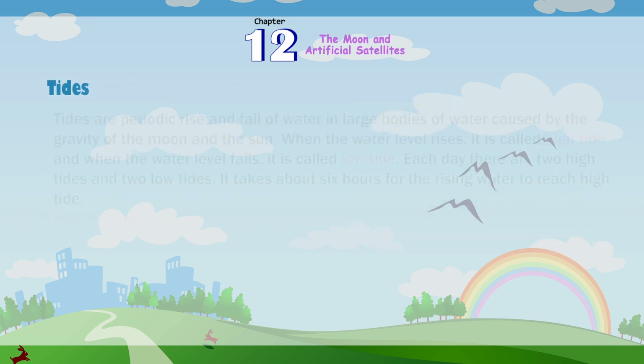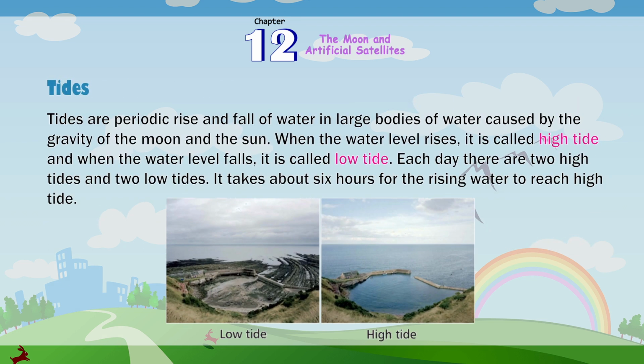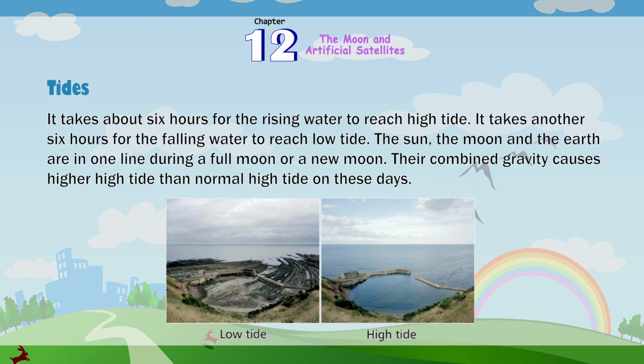Tides. Tides are periodic rise and fall of water in large bodies of water caused by the gravity of the moon and the sun. When the water level rises, it is called high tide, and when the water level falls, it's called low tide. Each day there are two high tides and two low tides. It takes about 6 hours for the rising water to reach high tide. It takes another 6 hours for the falling water to reach low tide.